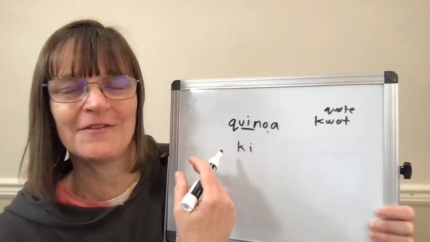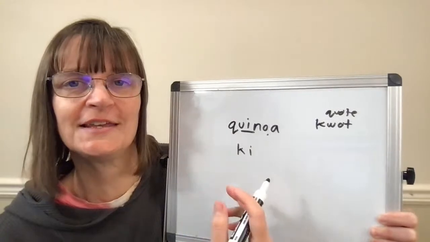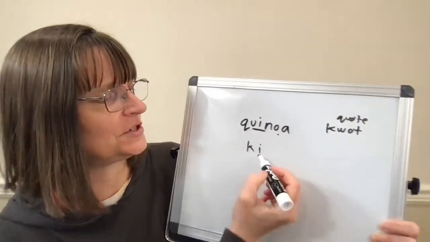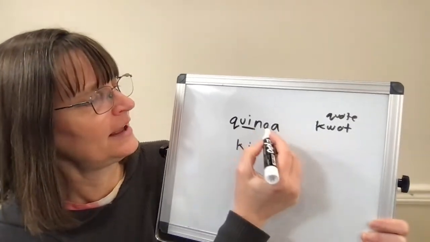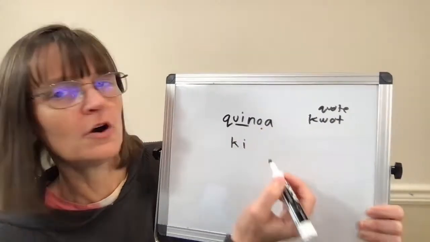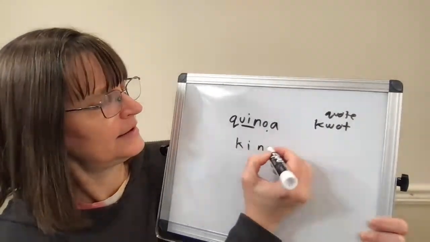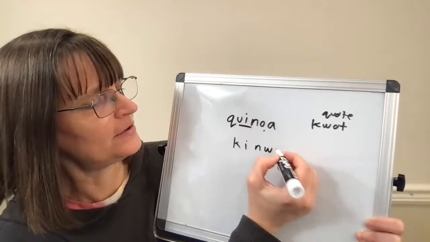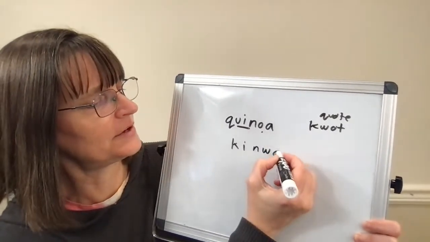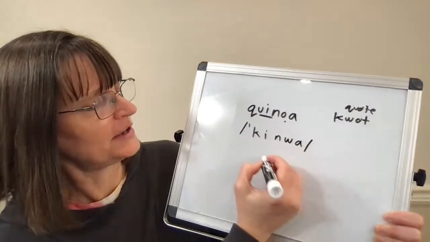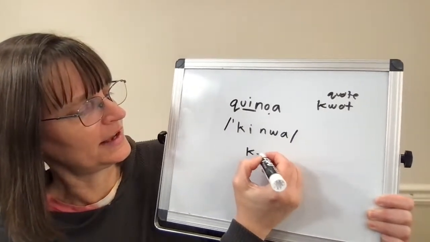When we were talking about I at the beginning, how I doesn't usually say E in English, this is an exception to the rule. It does say E here. And in quinoa, the OA says a W sound and an ah sound. So first syllable stress. So basically, if you think about it like quinoa.